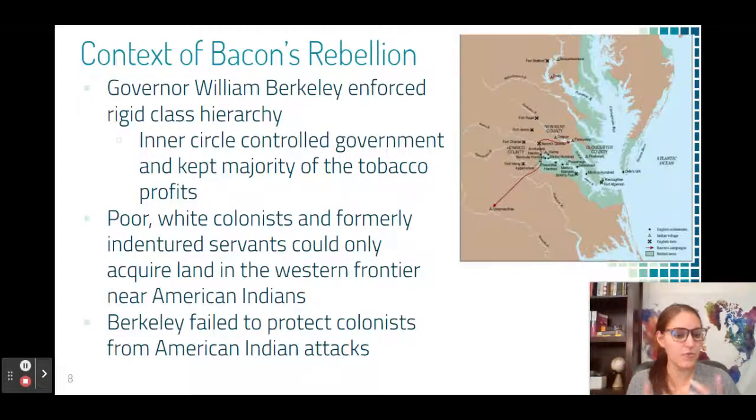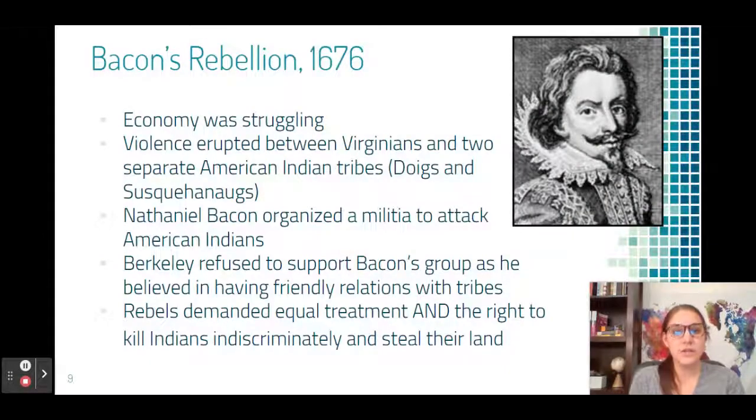And so there's going to be somewhat frequent attacks in those regions. So the colonists living there are going to ask Governor Berkeley for protection, which he will refuse to do. So in 1676, the economy was struggling, and there's going to be violence that erupts. One group of Indians is going to attack, I believe it's this guy, Thomas Matthew or something, and they're going to attack his farm.